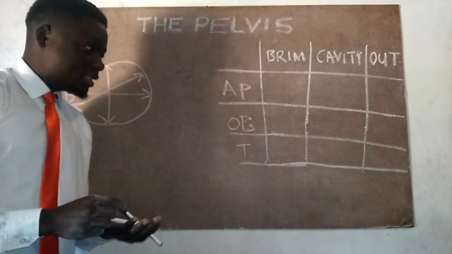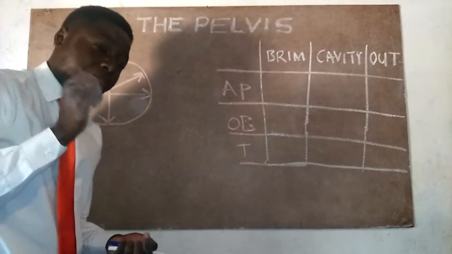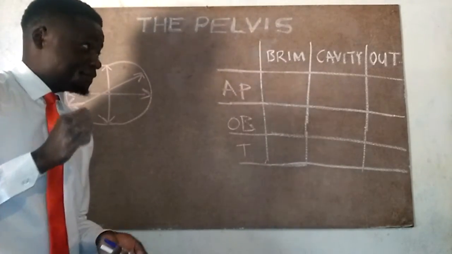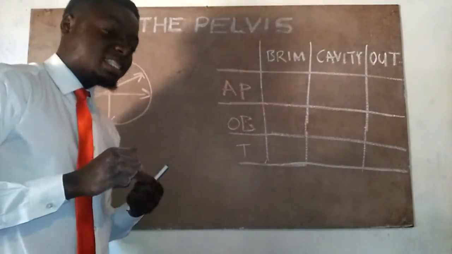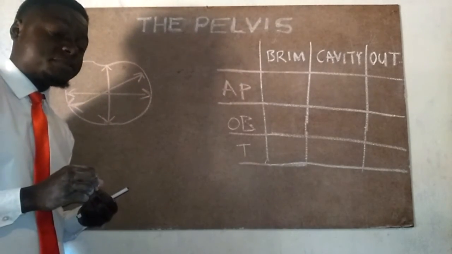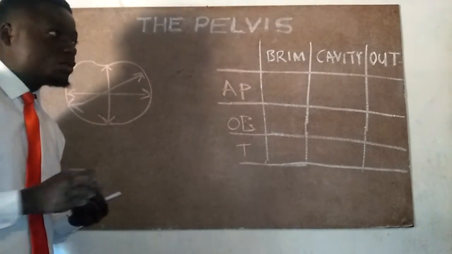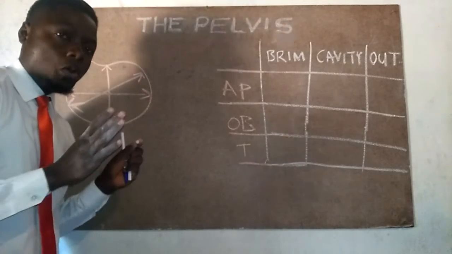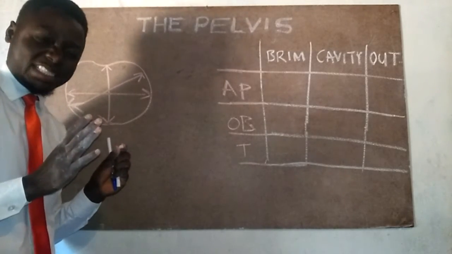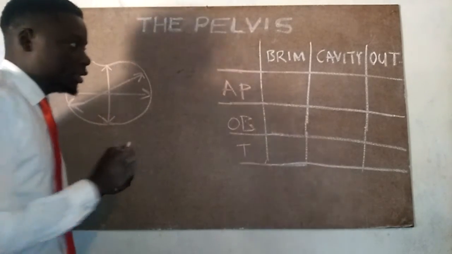Now, I want you to put in mind that the pelvic cavity, in all areas, in all the diameters, is 12 centimeters. So I think we will start with the cavity so that we know that it is 12 centimeters in all the diameters.